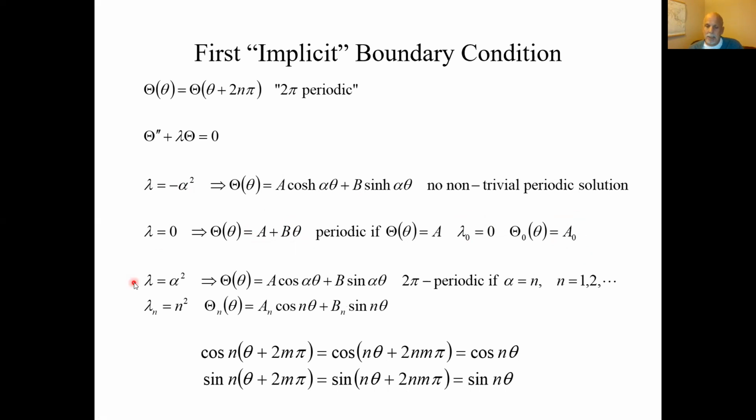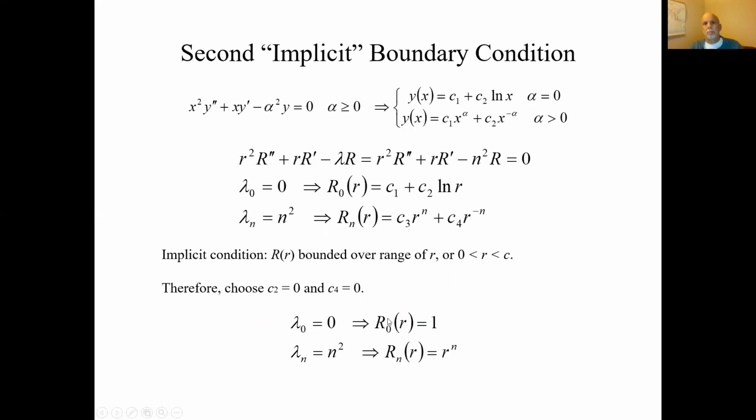Then for the lambda positive case, here's the general solution. We've seen it plenty of times before. That is 2 pi periodic if these alphas are the positive integers. You can convince yourself of that down here. I'm not going to go through that. So our eigenvalues are the positive integers squared, and the eigenfunctions are these guys, cosines of n theta and sines of n theta. Now, that gets us so far with the theta equation.